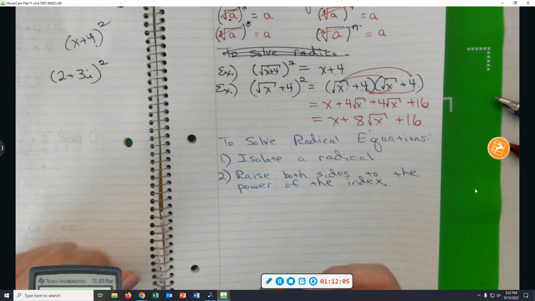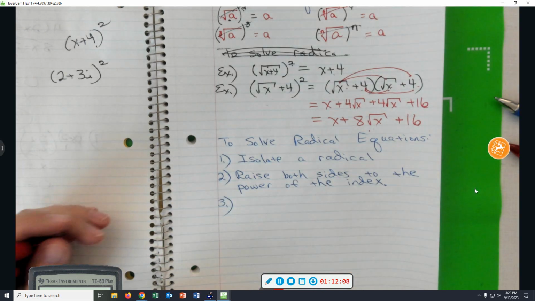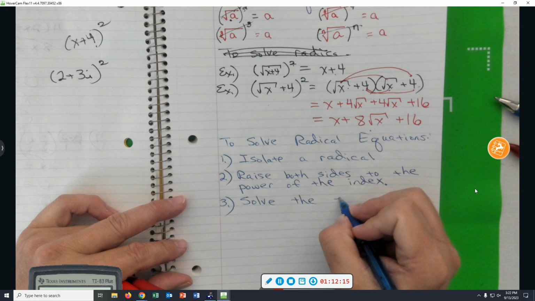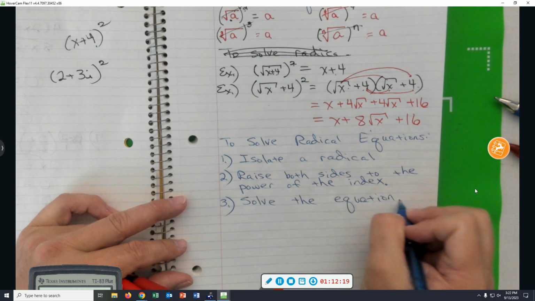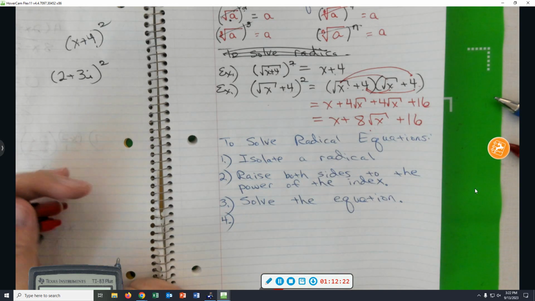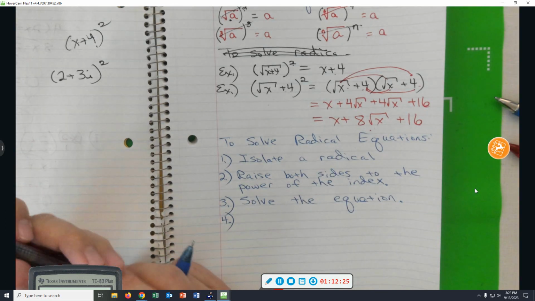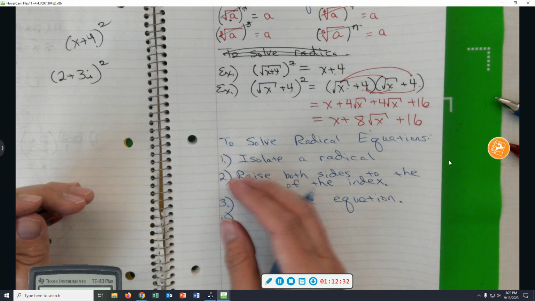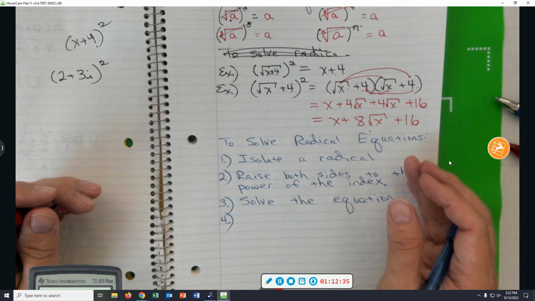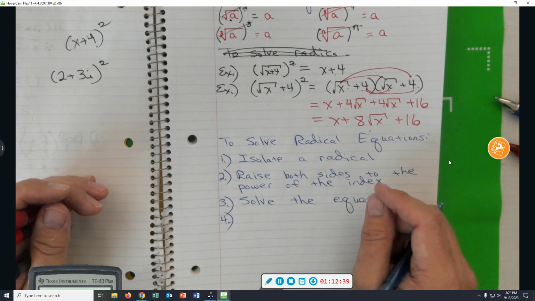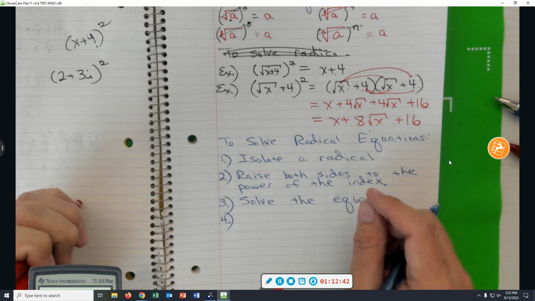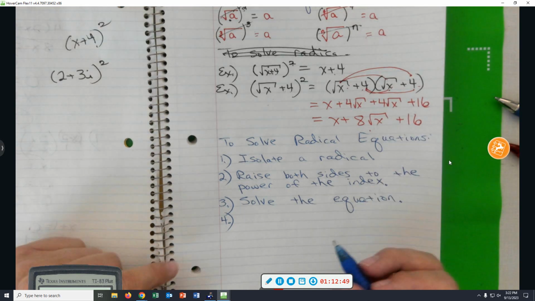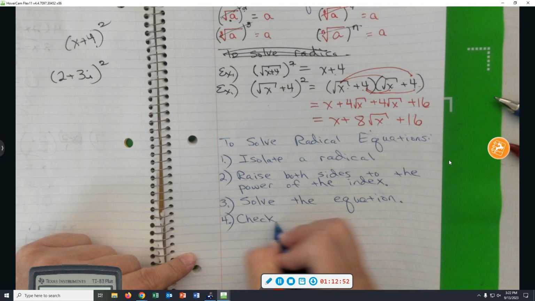And then step number 3. At this point, if you do that correctly, you'll have something without a radical, so you'll solve the equation. And there's a fourth step. If I say even numbers, y'all know what I mean by that? 2, 4, 6, 8, 10. If your radical has an even index, that's a square root or a fourth root or a sixth root, you are going to have to check your answers, because raising both sides of an equation to an even power doesn't guarantee equivalence. So we'll discuss that in a moment. But I'm going to say, check your solutions.